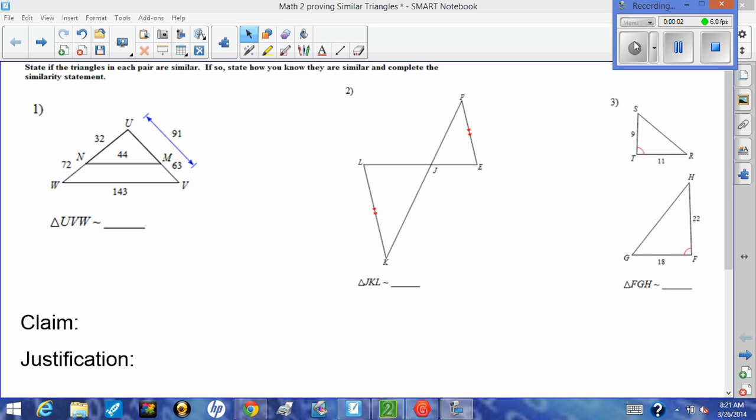Okay, welcome. Today we're going to look at proving two triangles are similar using the methods that we looked at yesterday and some of the definitions. Those methods were angle, angle, side, side, side, and side, angle, side.